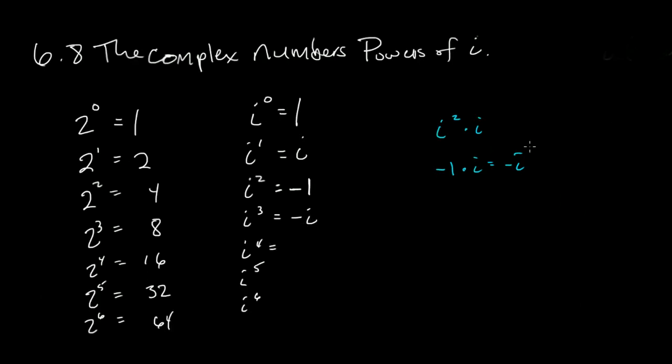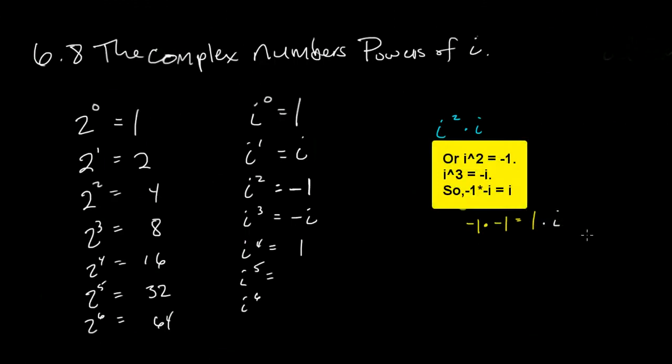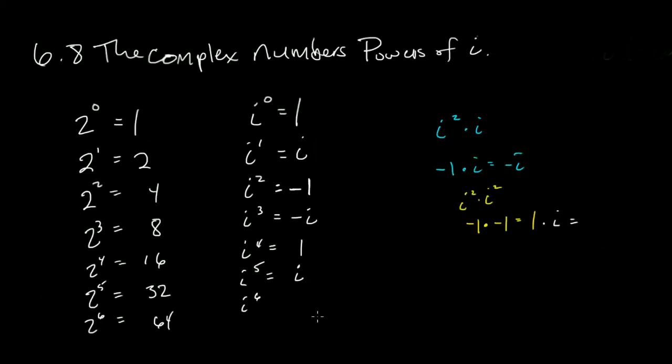Let's take a look at i to the fourth power. i to the fourth power is i squared times i squared, which would be -1 times -1, and a negative times a negative is a positive, so that would be +1. Okay. Let's try i to the fifth power. Well, this is i to the fourth power, and then we multiply that by i again, then 1 times i is just i.